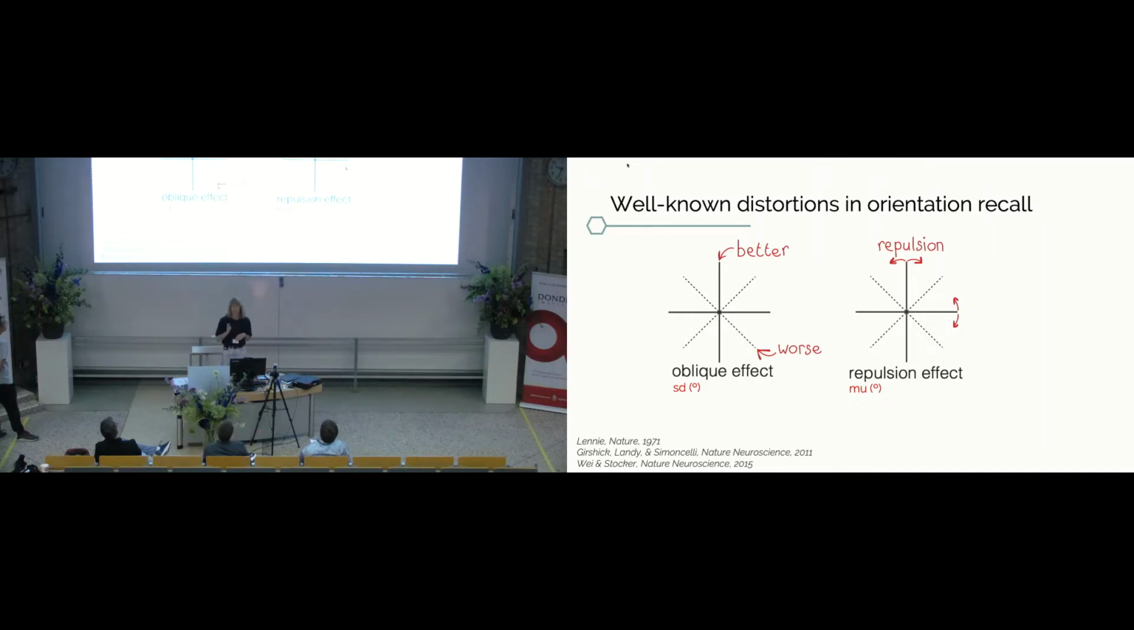On the left is what we know as the oblique effect. People have better performance at the cardinals, so lower discrimination thresholds. They are more precise in recalling these kinds of orientations, and worse at the obliques. Then on the right is what we call the repulsion effect. If you show an orientation that's a little bit tilted away from one of these cardinal axes, people are going to report this tilt in an exaggerated manner.